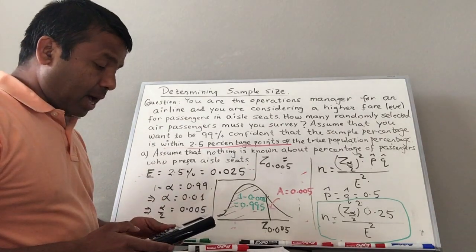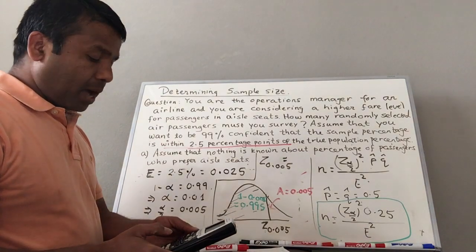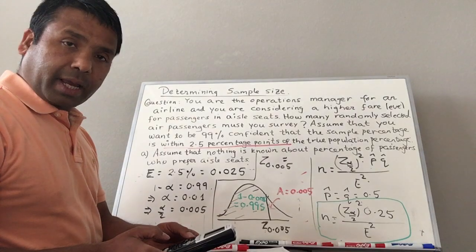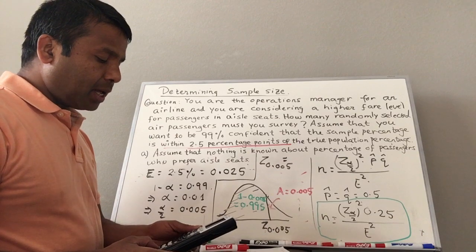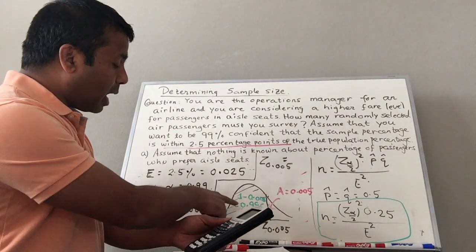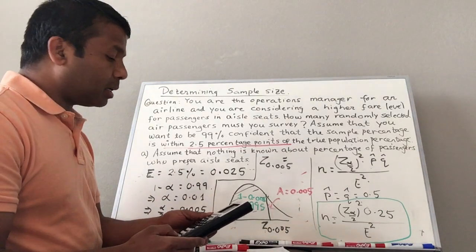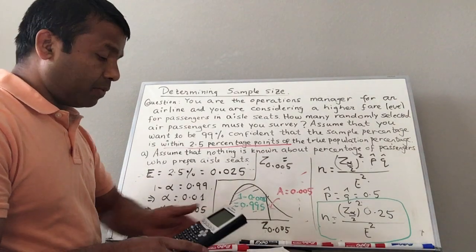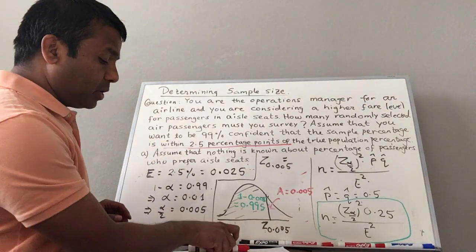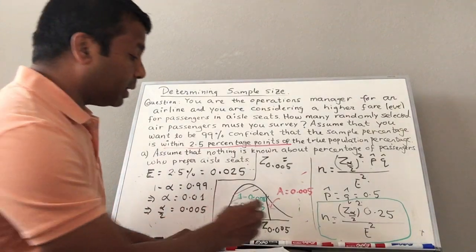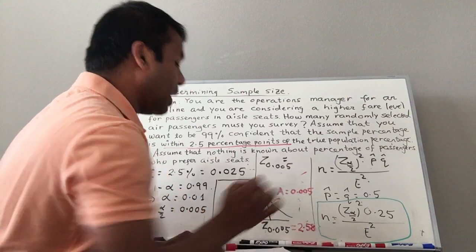I am using TI-84 Plus. So you have to press second, then press VARS and go to number 3, and you have to fill out area equals 0.995, and then you hit enter until you get the value of z, right? So now I got the value of z is 2.58. So I round to 2 decimal places. So this value is 2.58. Okay.